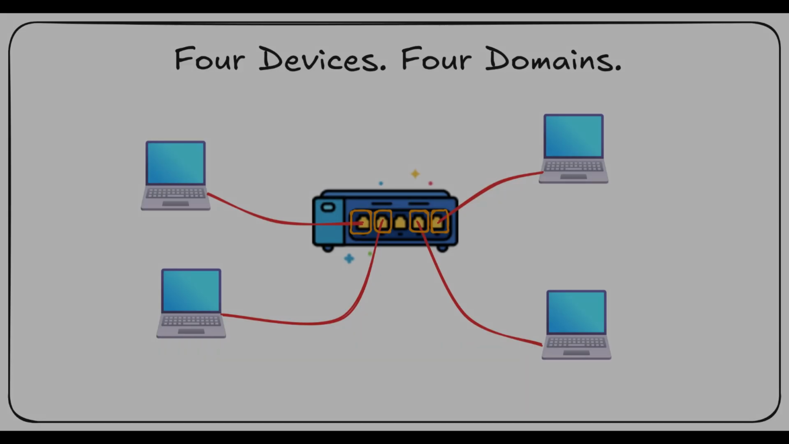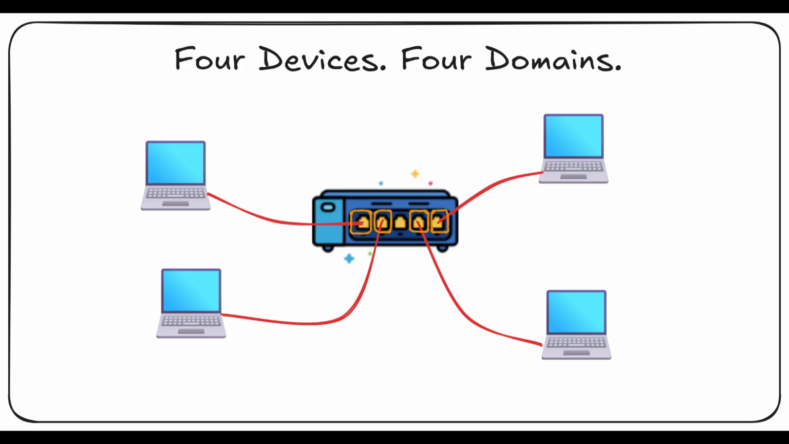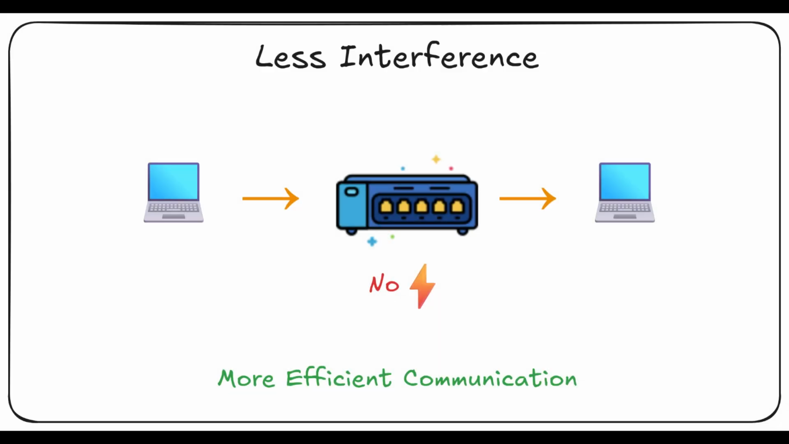Let's imagine a switch with four connected devices. Each switch port represents its own collision domain. If one device transmits data, it doesn't interfere with devices communicating through other ports.